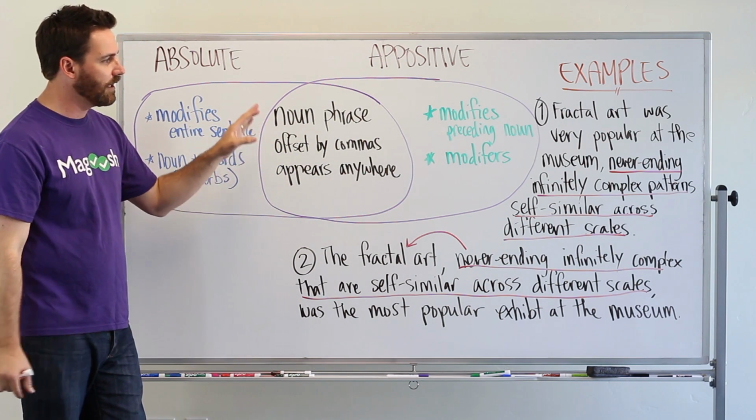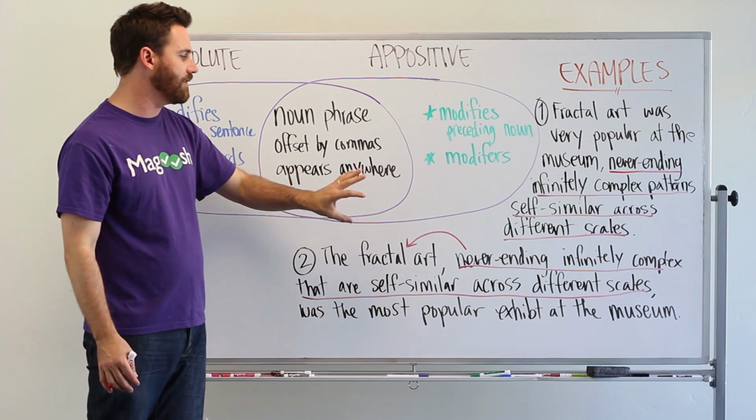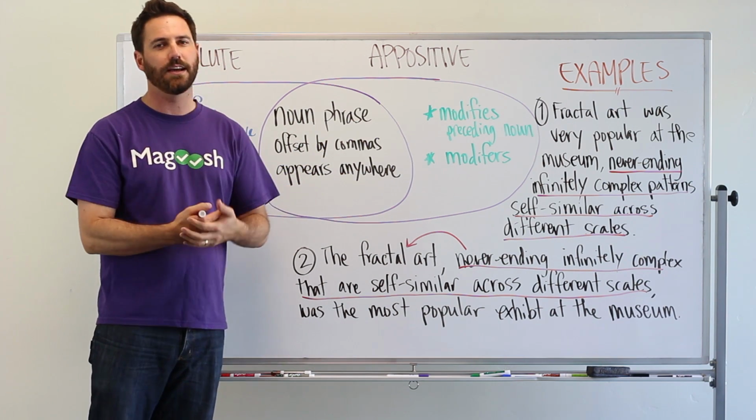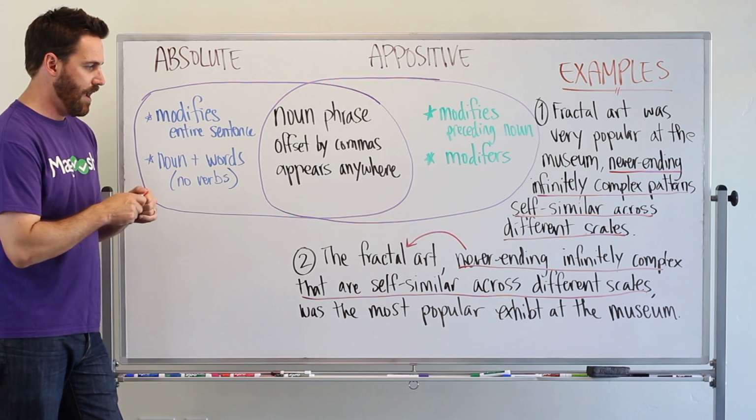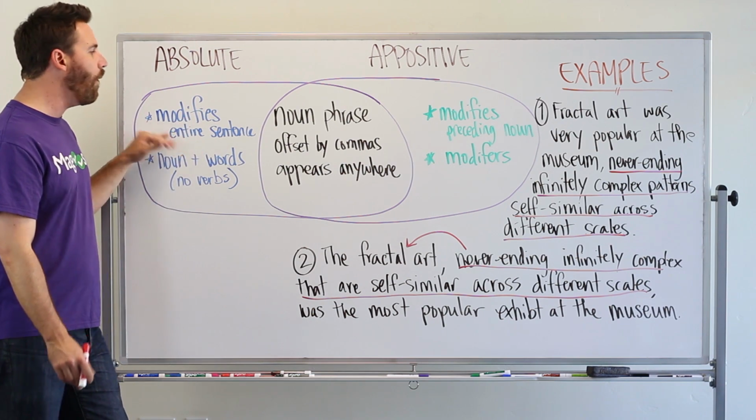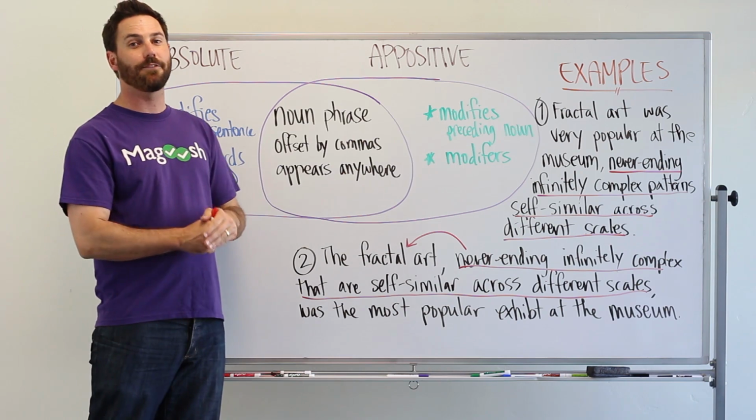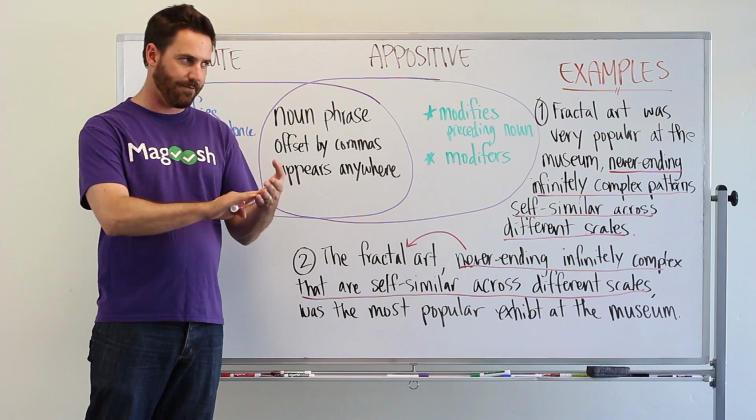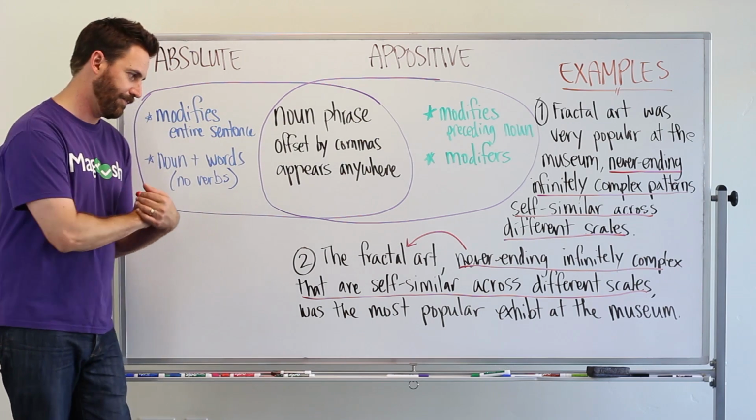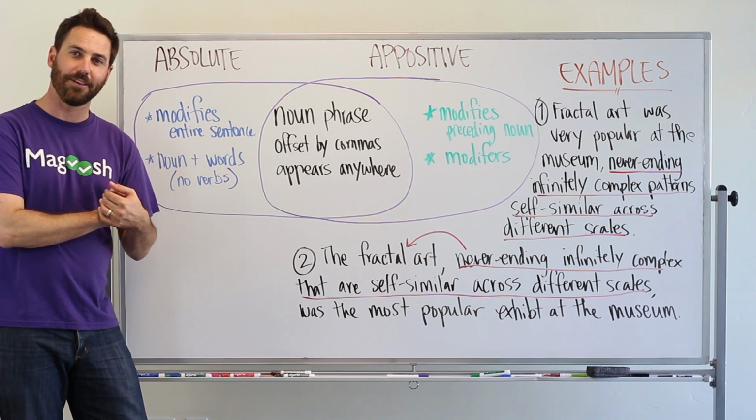And so really how the phrase is used in the sentence is telling us if it's an absolute or an appositive phrase. So really the key is to think, what is the phrase modifying? Is it modifying the entire sentence, or is it just modifying the preceding noun? Okay, I think that's it.